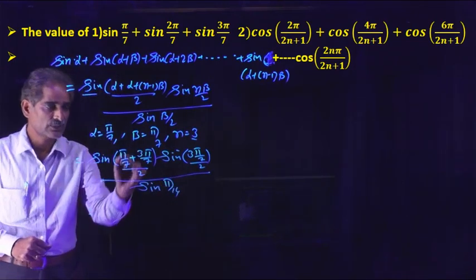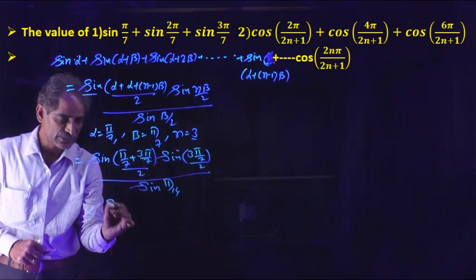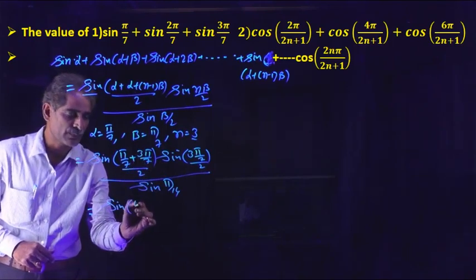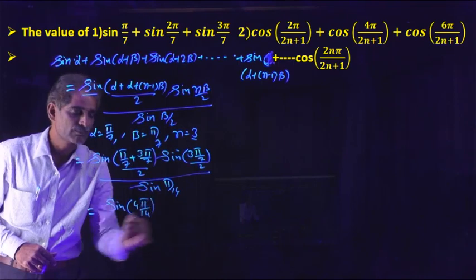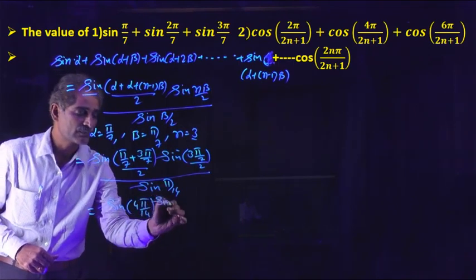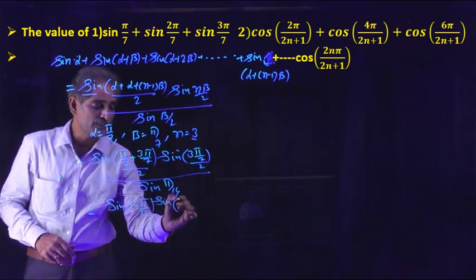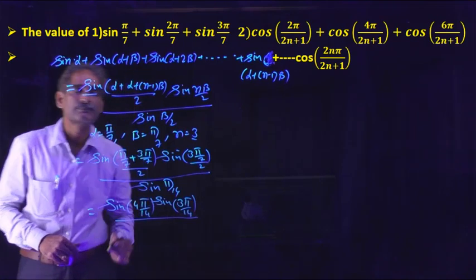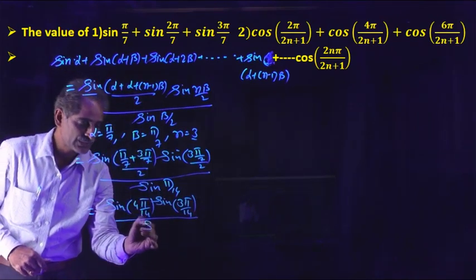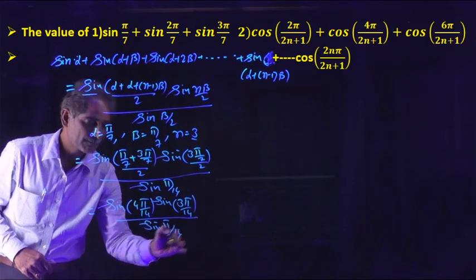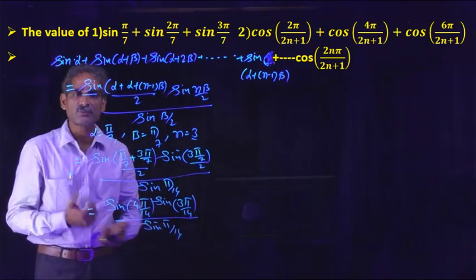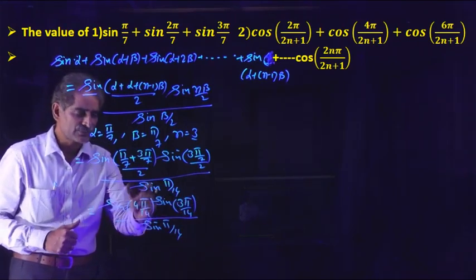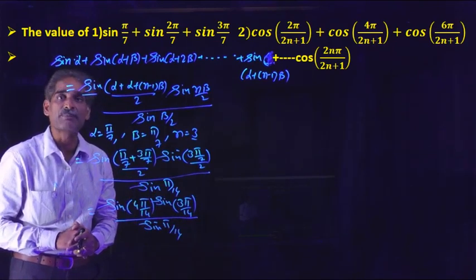So now this bracket value is sine of pi by 7 plus 3 pi by 7, that is 4 pi by 7, by 2, means 4 pi by 14. Next sine of 3 pi by 7 by 2 means 3 pi by 14, whole divided by sine pi by 14. Just simplify it. How can you simplify it? Just verify the angles. Here 4 pi by 14 plus 3 pi by 14. The sum of these two angles is 7 pi by 14, that is pi by 2.